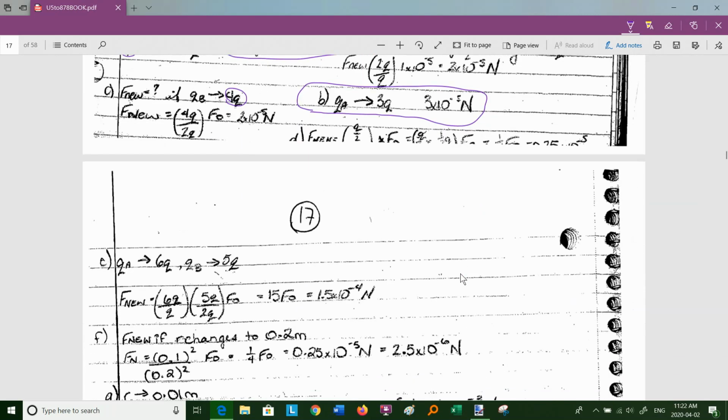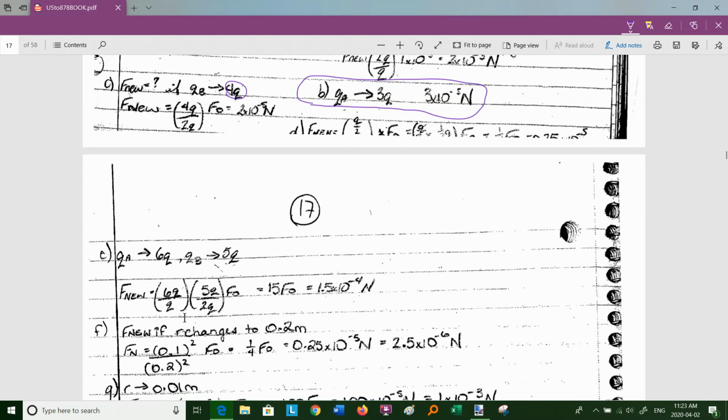Still the same charge, but here I'm going to do 2 things at once. I'm going to make QA become 6Q. It was Q, so it is now 6 times. QB is now changed to 5Q, and it started at 2Q, so that's 2.5 times more. So plugging into the equation, I'm not changing any of the distances yet. I'm going to get 6 times 2.5, which is 15 times the original force. So 1.5 by 10 to minus 4 newtons. So you can make more than one change at the same time, and you just multiply those proportional changes together.